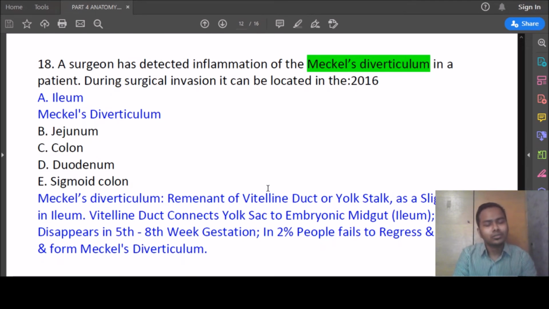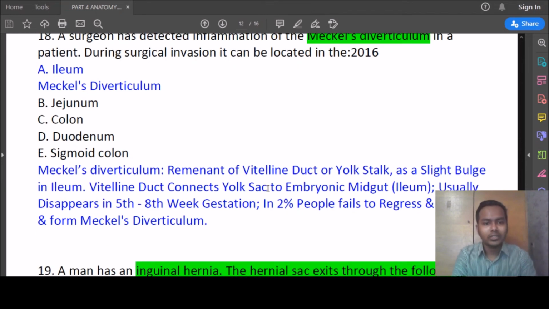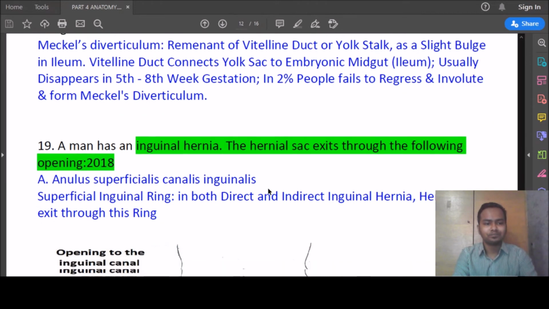The vitelline duct connects the yolk sac to the embryonic midgut, that is the ileum, and usually disappears in the 5th to 8th week of gestation. In 2% of people it fails to regress and persists to form a Meckel's diverticulum. So Meckel's diverticulum is important for MCQs and the USMLE, and it is present in the ileum. It disappears in the 5th to 8th week of gestation.